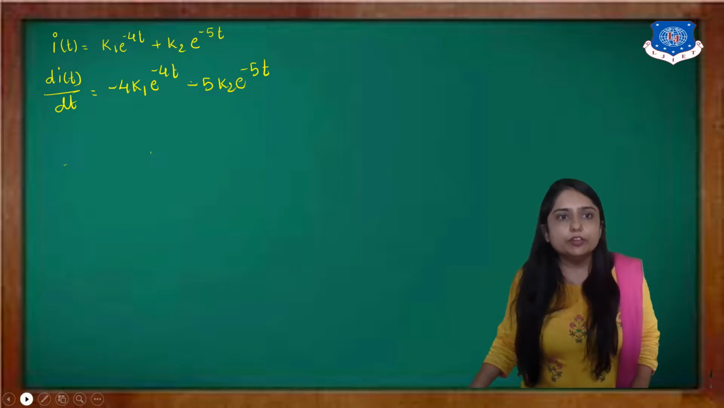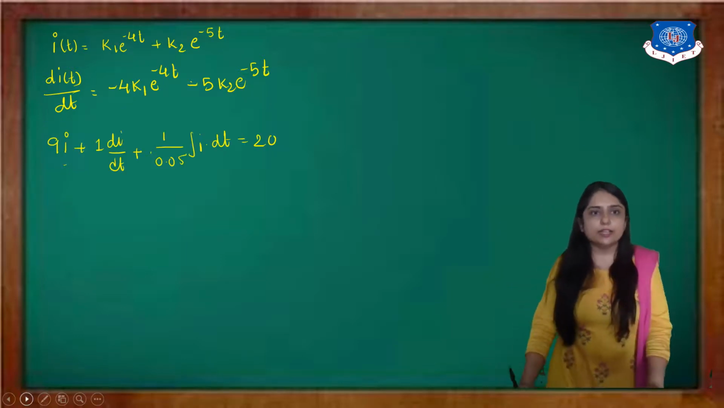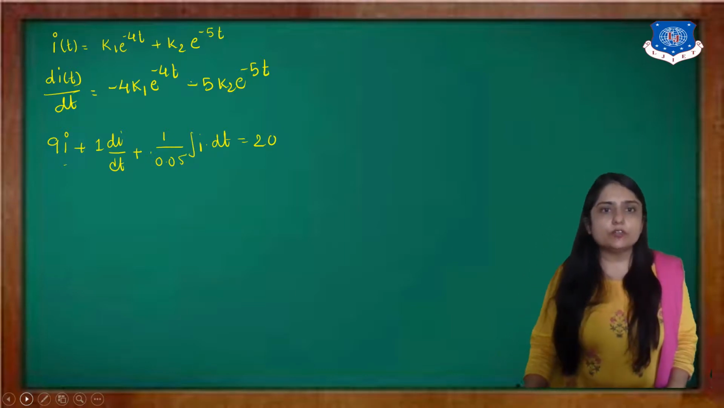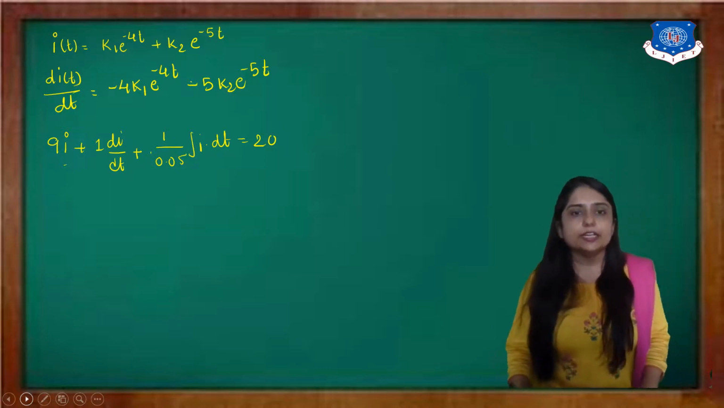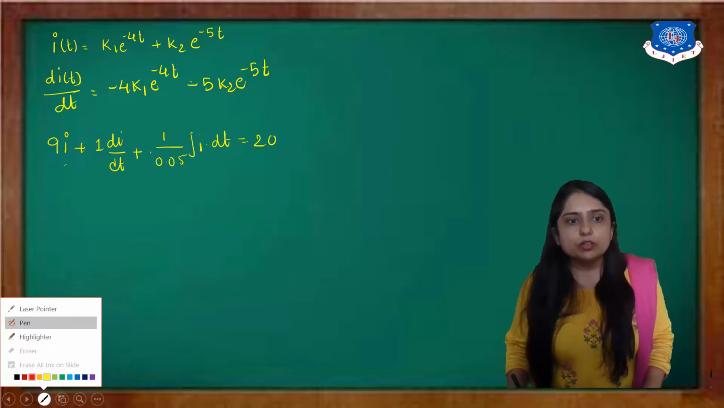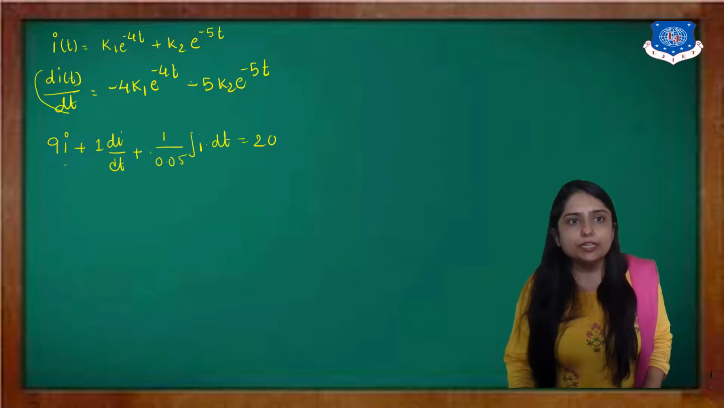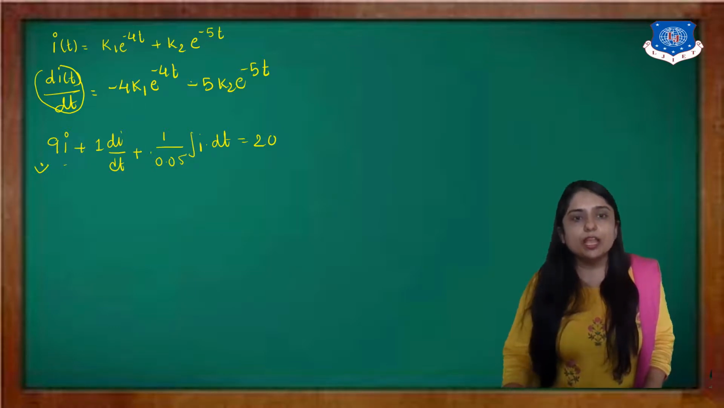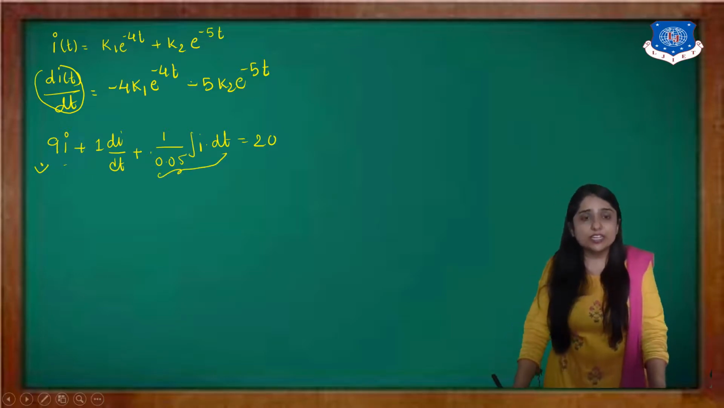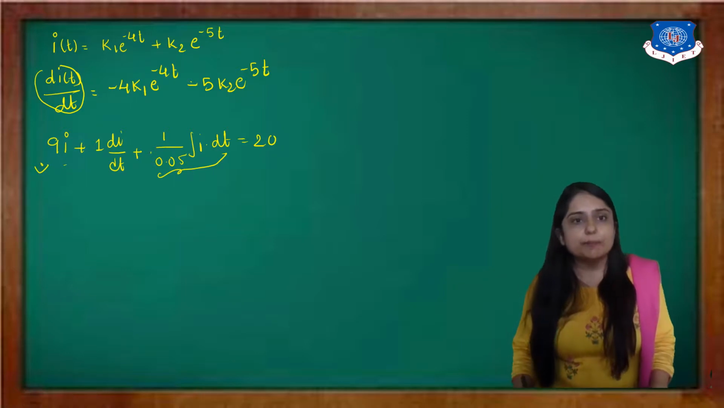Now see, already we know this equation: 9i plus L di/dt plus 1 upon 0.05 integration of i dt equals 20. Now we will find the di/dt value from this equation. How can we find it? We will just substitute t equal to 0 in this equation. And we know that as the switch is open, there is no initial charge across the capacitor.